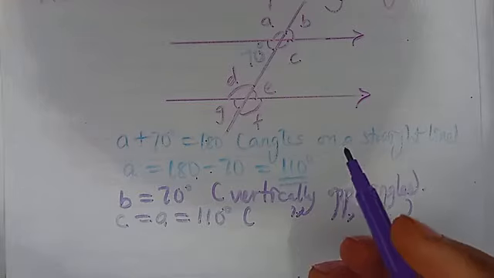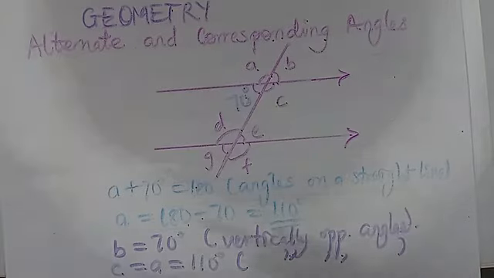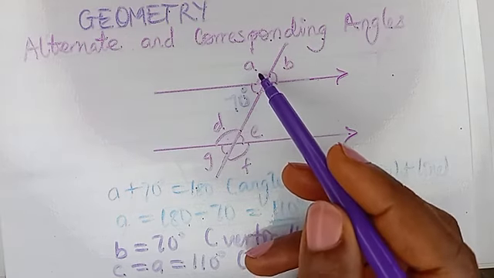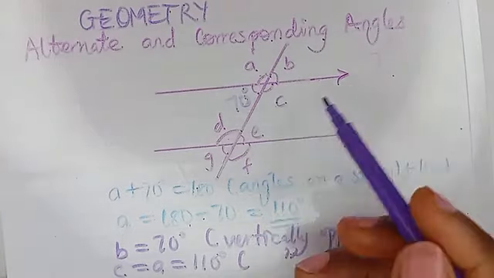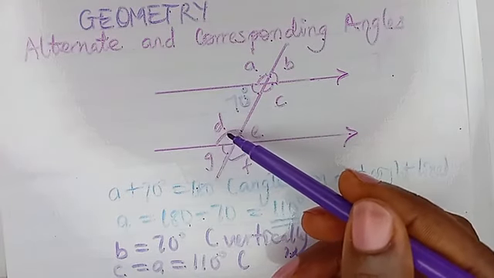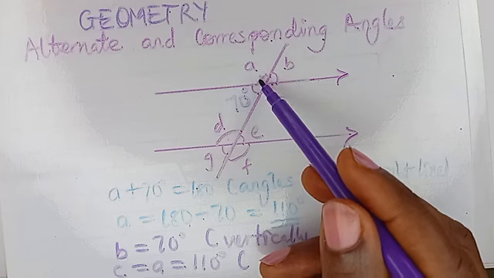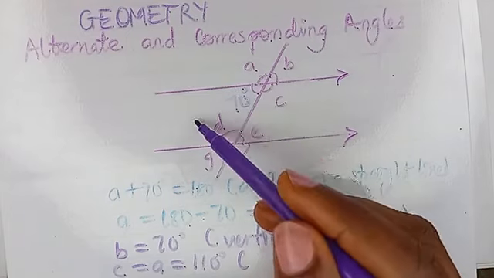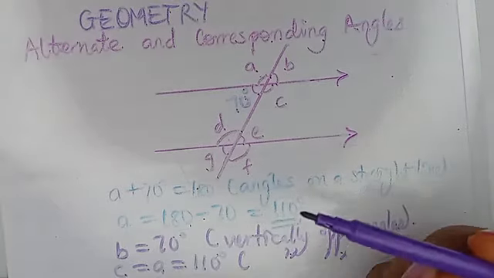Okay, now angle D. Let's go into corresponding and alternate angles. Looking at angle D, we could see it is corresponding to angle A, because these are parallel lines, and this is their transversal. As angle D is on top of this parallel line on the left side, that is also how angle A is on top of this other parallel line on the right side on the same transversal. Is that okay? So that is corresponding angles.